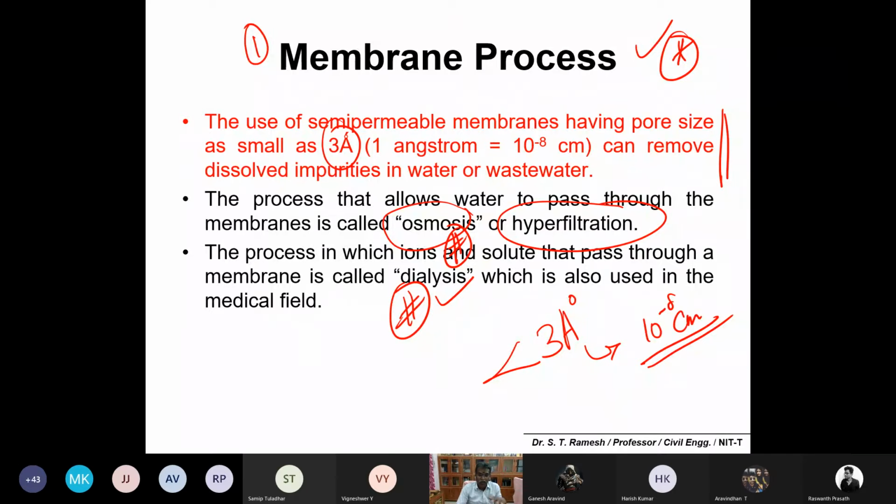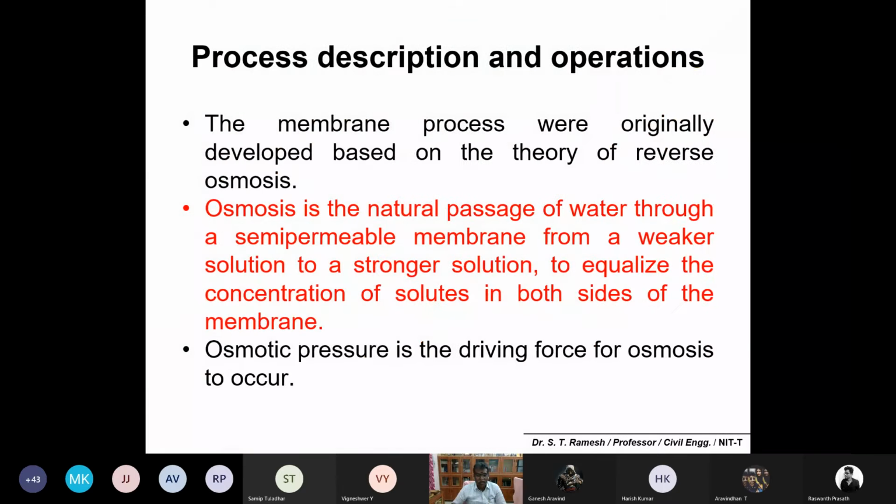That means it will remove all your ions as well as solutes. The process in which ions and solutes pass through a membrane is called dialysis, which is also used extensively in the medical field. Please make a note: the process that allows water to pass through a membrane is called osmosis. The process in which ions and solutes pass through a membrane is called dialysis. The membrane process in theory is based on the reverse osmosis concept.